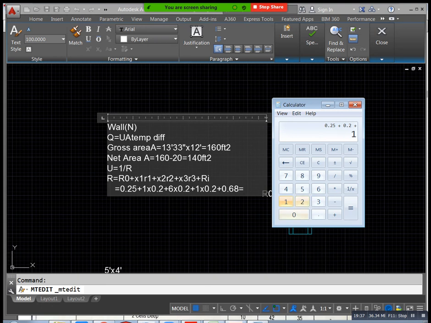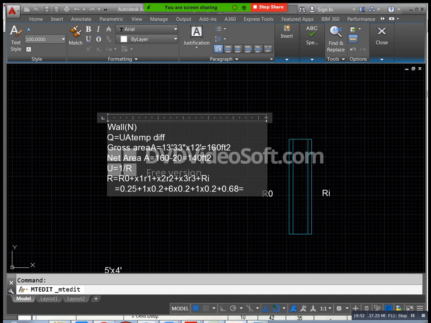Okay, now you can mention U is equal to 1 divided by 2.53. Now you can go here, 1 divided by 2.53. Okay, now you can see 0.3 is the U value, that much of our U value. We need to calculate like this. When you have calculated your U value, next we can go for Q.